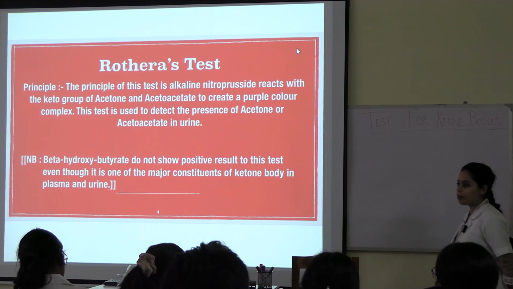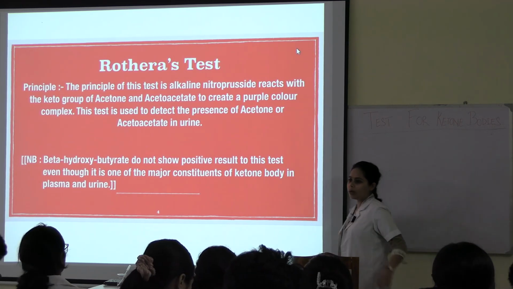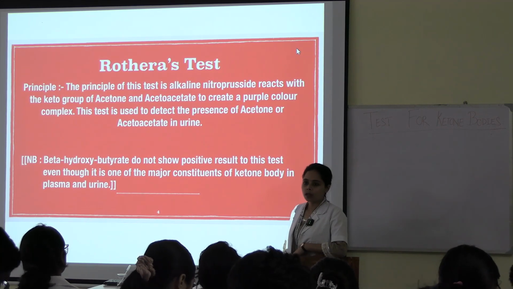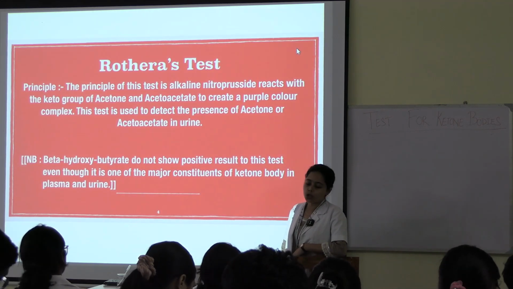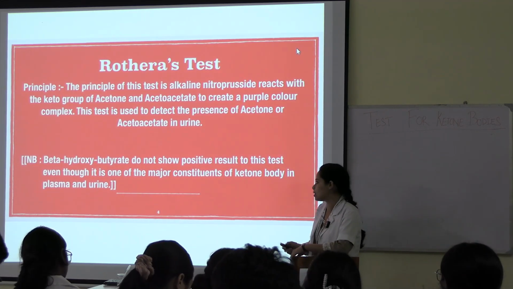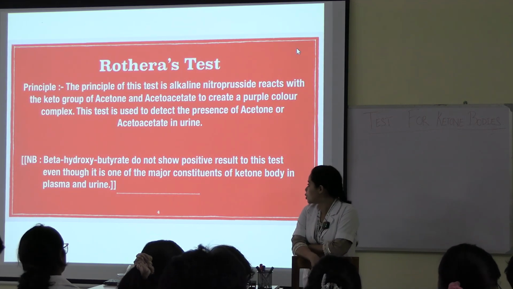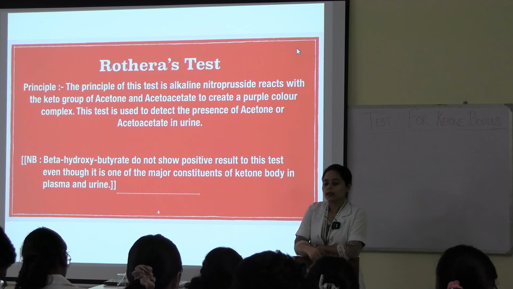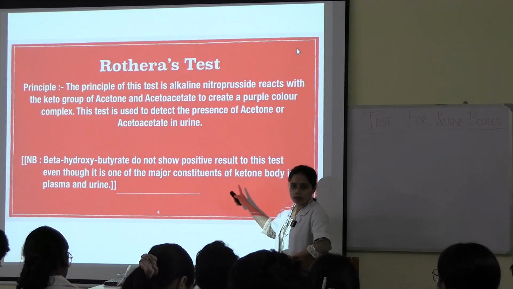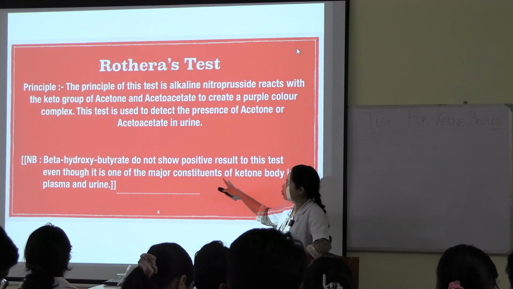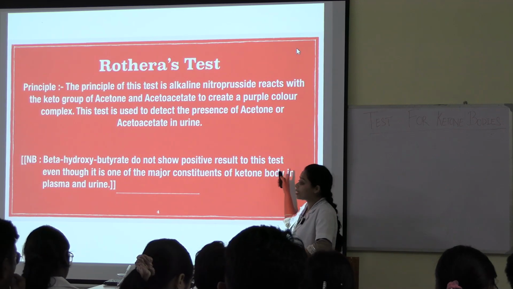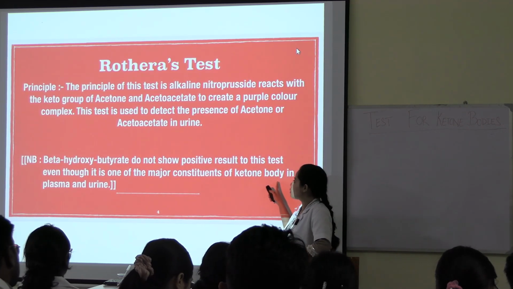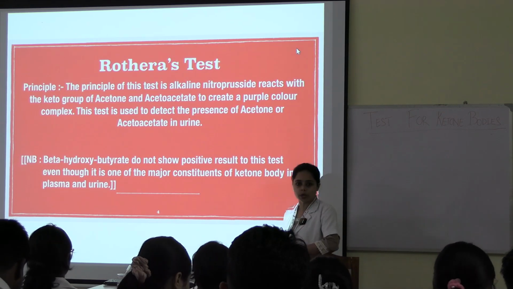Now there is another byproduct as well of the fat metabolism, that is the beta hydroxybutyrate. But the Rothera's does not show beta hydroxybutyrate presence, but it is a major constituent of the ketone body in the plasma and urine. See, read this line. Beta hydroxybutyrate did not show positive result to this test, even though it is one of the major constituents of ketone body in plasma and urine.